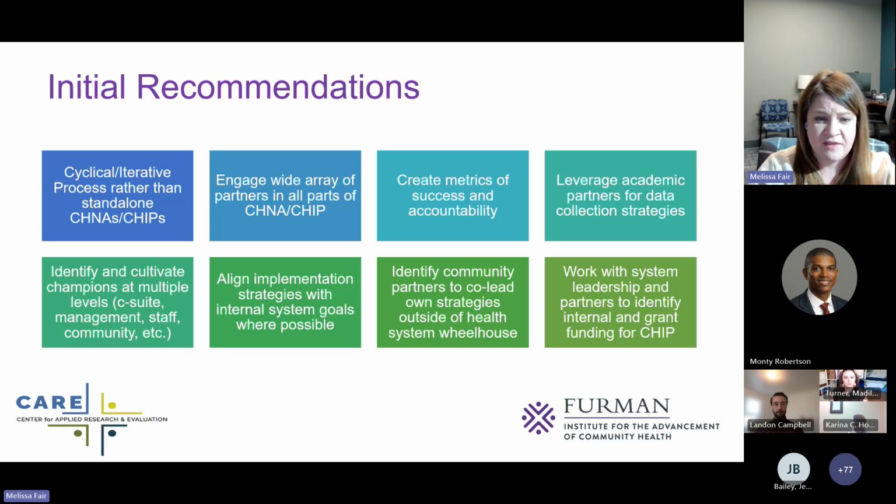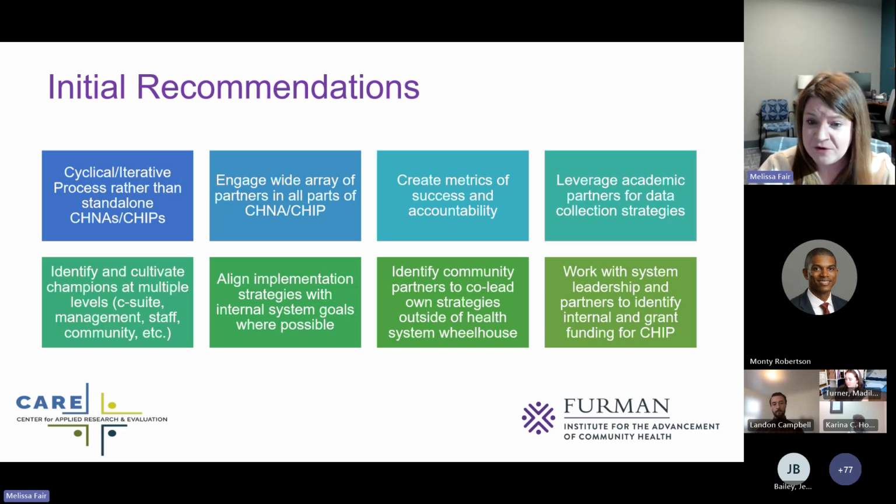Some systems noted that it was more effective in getting C-suite management where they could align the implementation strategies with internal system goals. This didn't mean that they just picked the things that the system was already doing. This meant they looked at the things that the system was doing and said, do those align with the strategies that we could be doing, and that created buy-in from C-suite and management. Also opened up potential funding streams for some of the healthcare systems because administration had already put those items in the budget.